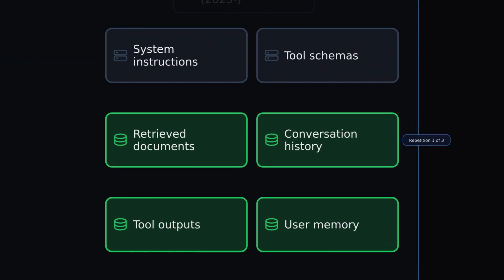Said differently, you're not writing prompts anymore. You're curating the entire information environment the model operates in. The prompt is one input among many.